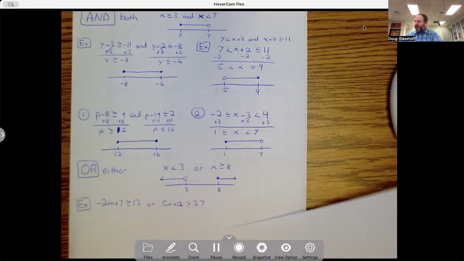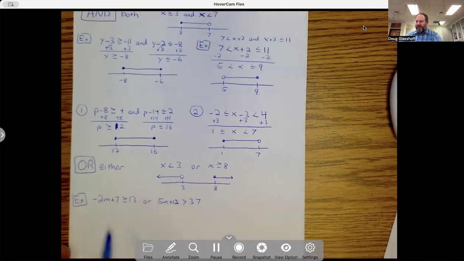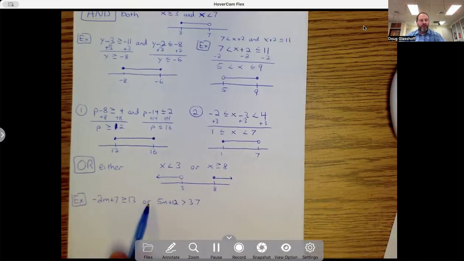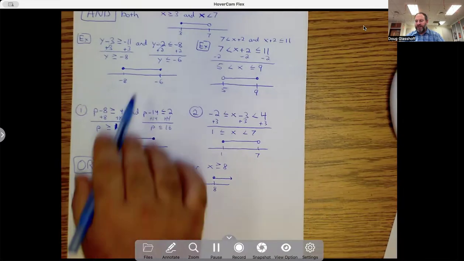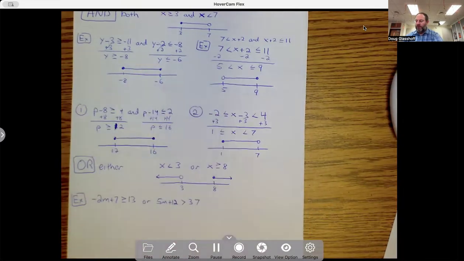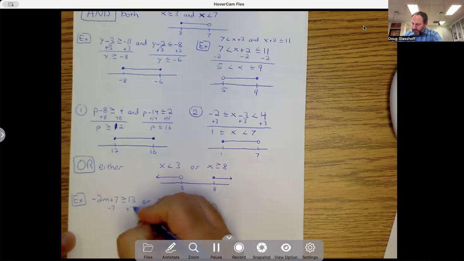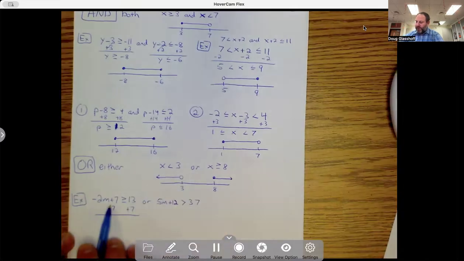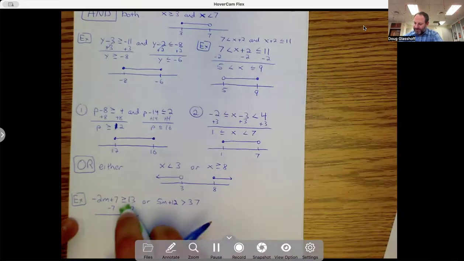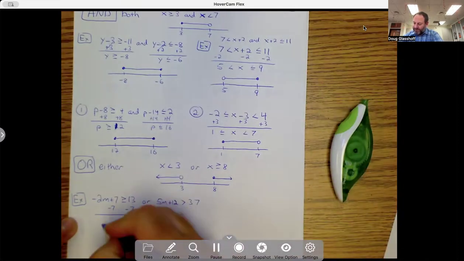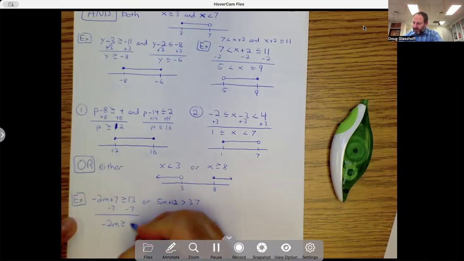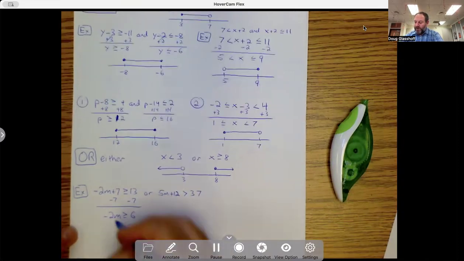So let's take a look at this one here. So again, on these, you'll always see the word or. Sometimes you see and, sometimes you don't, but this you'll always see or. So we're just going to solve this. So I had negative 2m plus 7 greater than or equal to 13. I'm just going to subtract 7 from both sides. That gives me negative 2m is greater than or equal to 6. We're going to divide by negative 2.